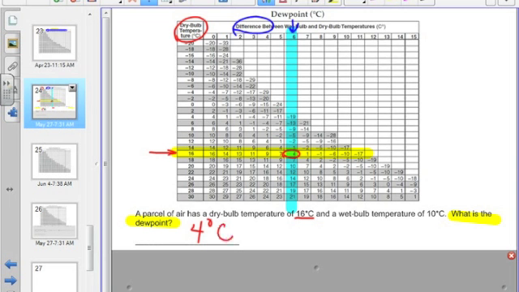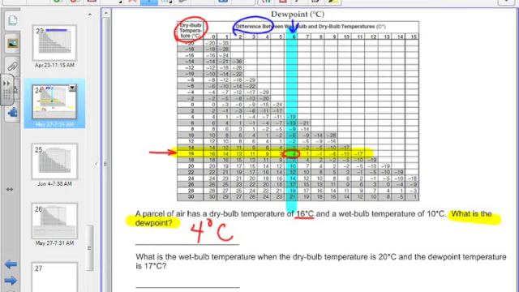Pretty straightforward. But what if we change it up a bit? What if we don't just have dry bulb and wet bulb temperatures given to us? We have 2 other pieces of information. We could still do it. Check out the next question. What is the wet bulb temperature when the dry bulb temperature is 20 degrees Celsius and the dew point temperature is 17 degrees Celsius? Now, this is a little bit different because what are we asked for?